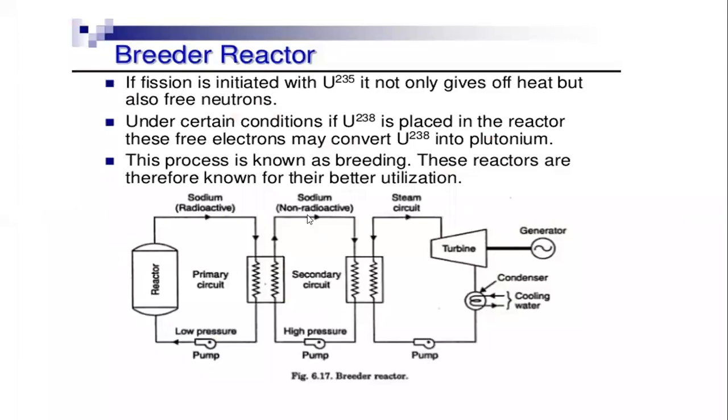Okay, this is another diagram for the fast breeder reactor. If the fission is started with uranium 235, then under certain conditions uranium 238 is placed in that reactor. These free neutrons may convert uranium 238 into plutonium. Okay, these are the two heat exchangers, in which we are using sodium as the coolant. This is the liquid form of sodium that will be used for the coolant purpose.